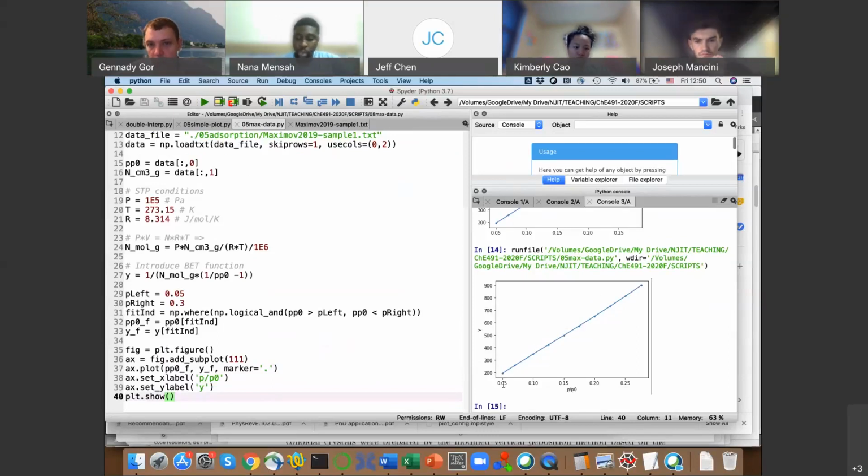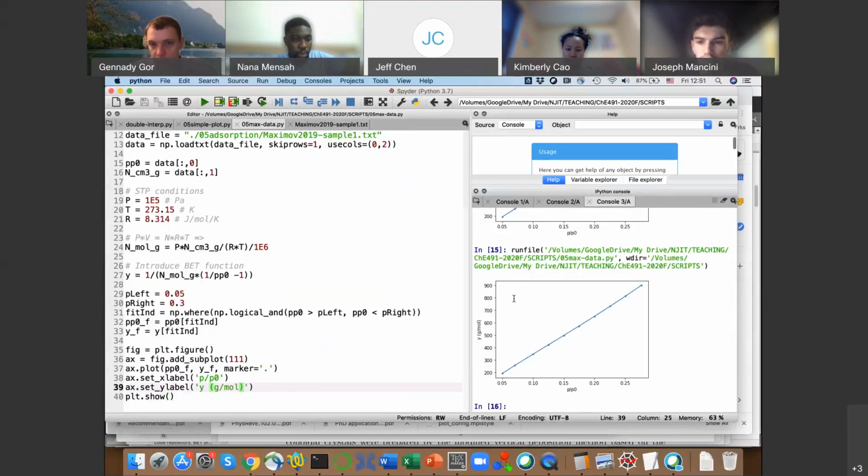While the parameter Y actually has units if we think about it. So this part was dimensionless, but this was in moles per gram, so it's grams per mole. So I can even say here gram per mole. All right, to be even more rigorous.